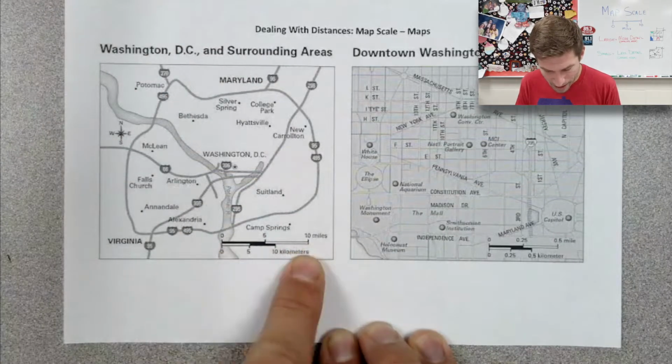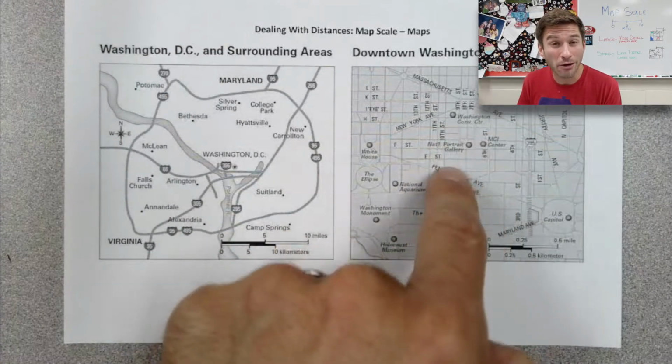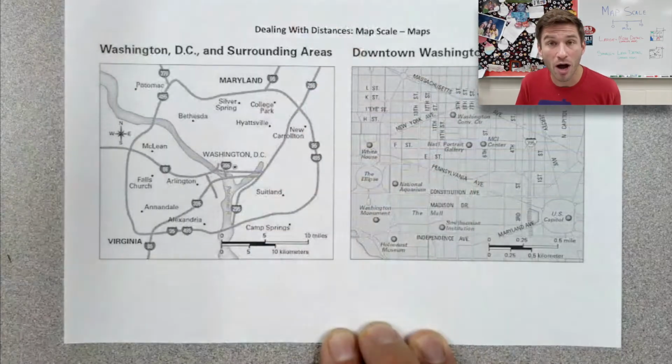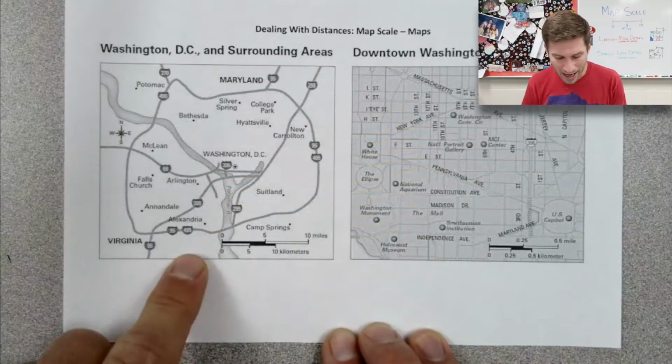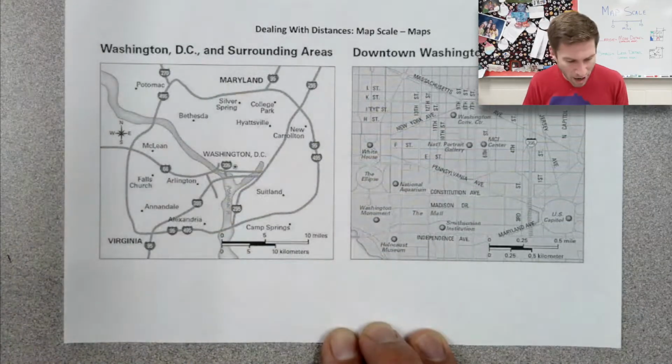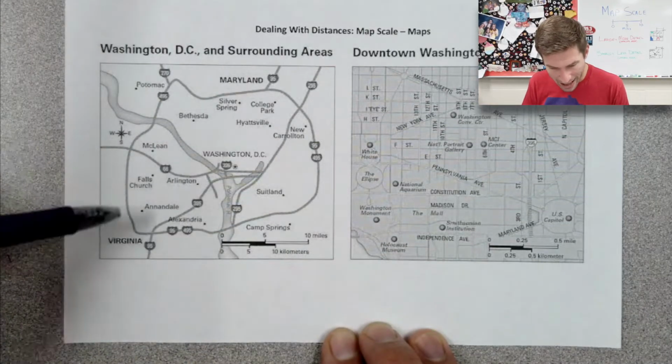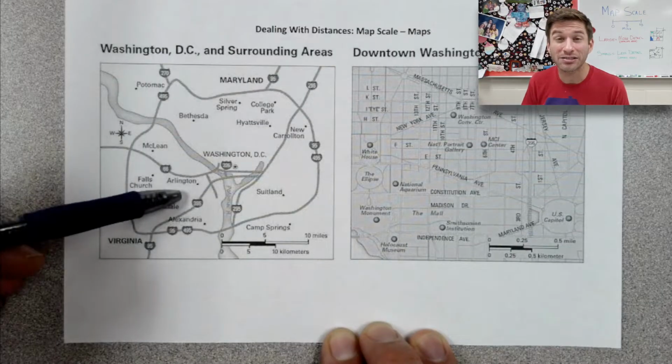We can see our unit is 10 miles, compared with our map on the right of Washington, D.C., showing downtown Washington, D.C. That's a large scale map that's showing a lot more detail. But let's say that, for example, we were down here in Annandale, and let's say we wanted to go from Annandale to Arlington.